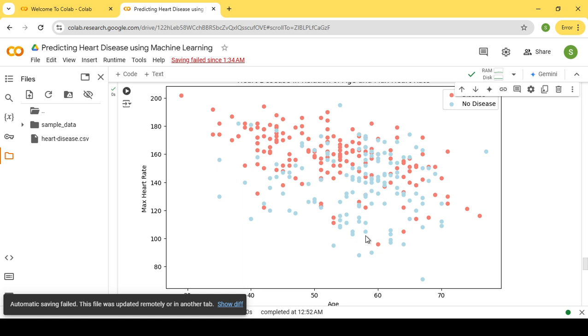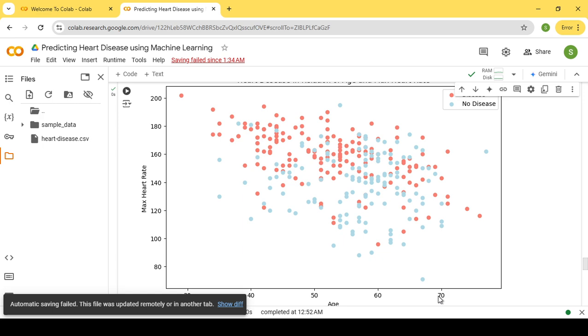Also, a common trend that I've noticed is that older individuals tend to have lower maximum heart rates compared to younger ones. People from 50 to 60 to 70 tend to have maybe lower heart rates due to reduced physical fitness or heart related issues.